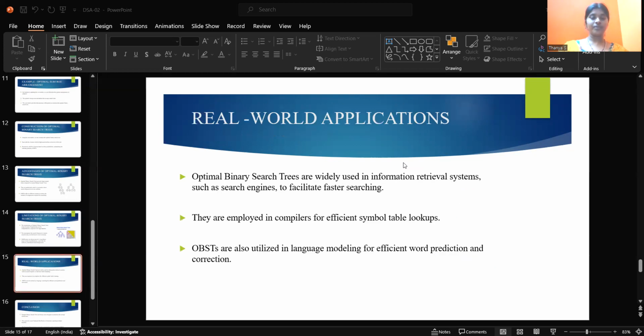Next is real world applications. Optimal binary search trees are widely used in information retrieval systems such as search engines to facilitate faster searching. They are employed in compilers for efficient symbol table lookups. These OBSTs are also utilized in language modeling for efficient word prediction and correction.